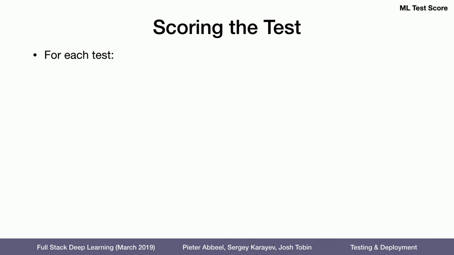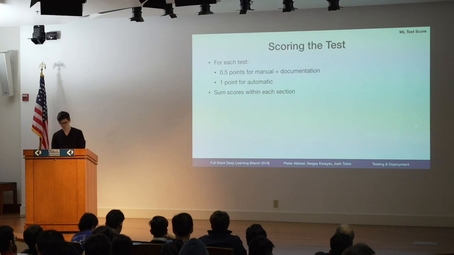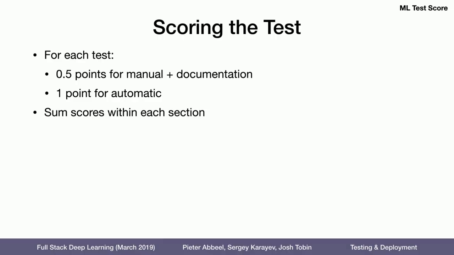So anyway, they came out with this rubric, and then they formed a way to score it. You get half a point for a manual process that enforces that rubric item with some documentation around it, and you get a full point if it's fully automated. You sum scores within each of the four sections, and then you take the minimum of all four sections. So it's like your production system is only as good as the weakest link in it.